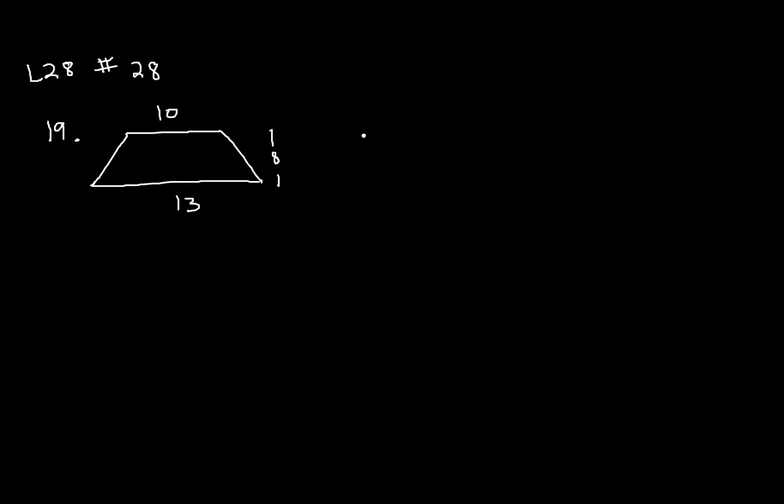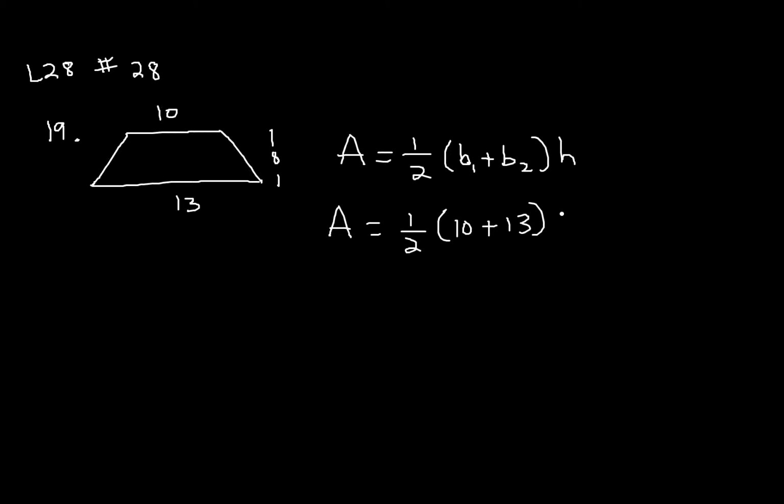So you want to find the area using base times height. The formula is 1/2 times base 1 plus base 2 times the height. If you just know that formula, you'll have no problem with these. So the area is 1/2, base 1 is 10, base 2 is 13, and your height is 8. So you just multiply all these together.